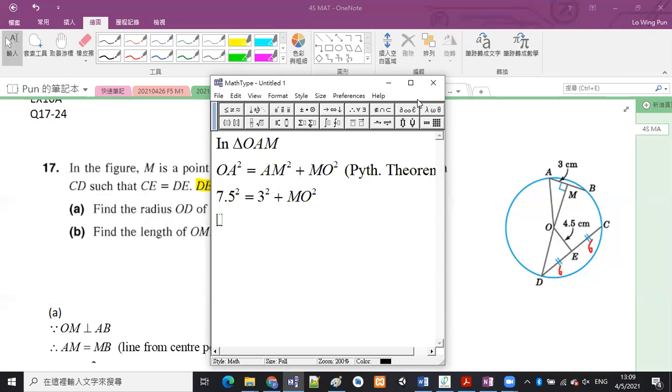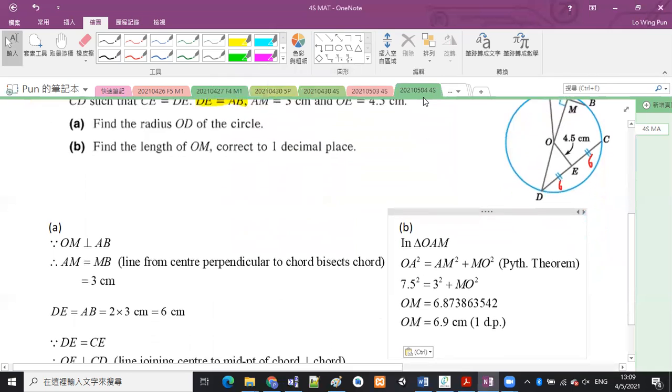Should be 6.87 something. But the question asks you to correct to 1 dp. So OM will be equal to 6.9 cm, 1 decimal place. So that is the answer for part B.